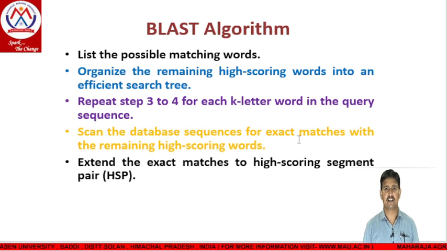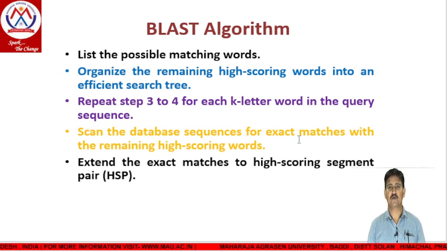When we match the sequence with the database, we align it with the sequences present in the database. First of all, we find the high scoring words. Then we repeat steps 3 and 4 for each k-letter word in the query sequence. The words we created in the previous slide are matched with the database. Scan the database sequence for the exact match with the remaining high scoring words.